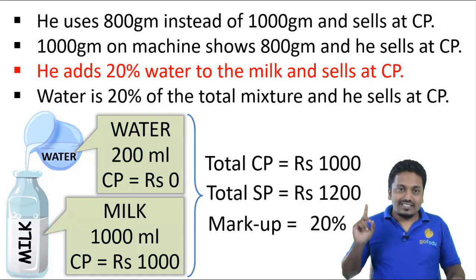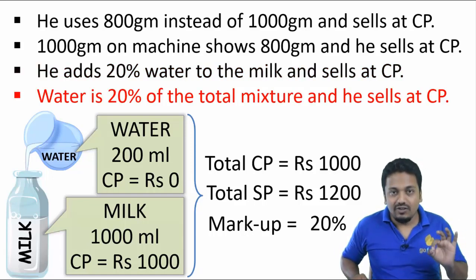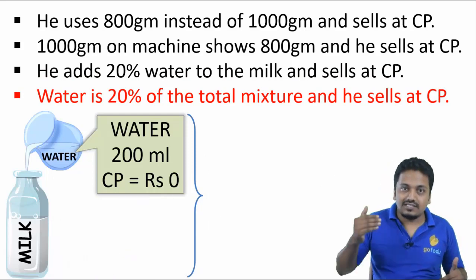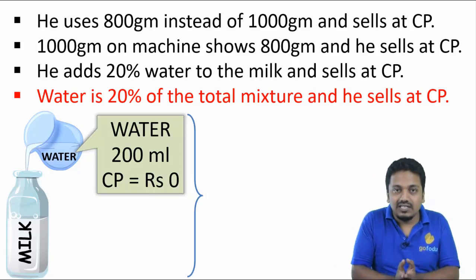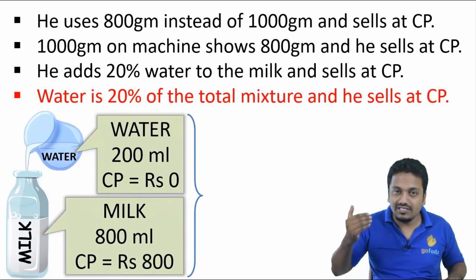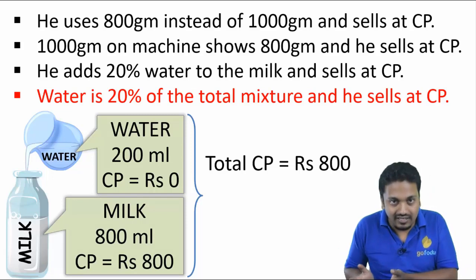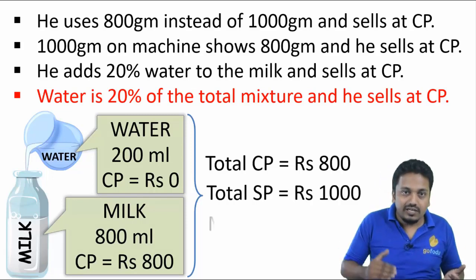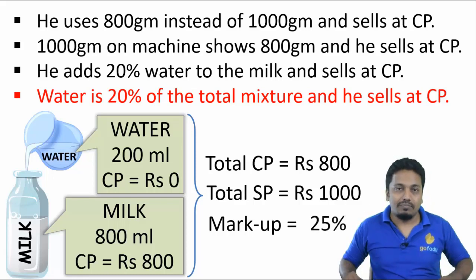Okay, one last case. Water is 20% of the total mixture. If the total mixture is 1000 ml, then water is 200 ml and that means the rest, 800 ml, will be pure milk costing 800 rupees. Now the cost price is 800 rupees and selling price is 1000 rupees and markup will be 200 upon 800 into 100, that is 25%.